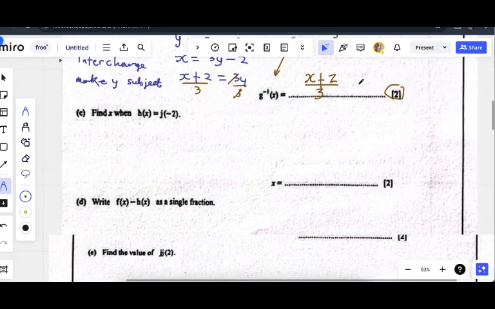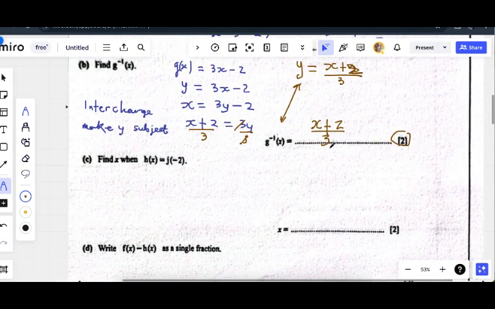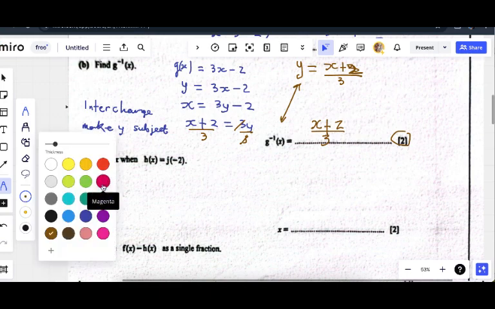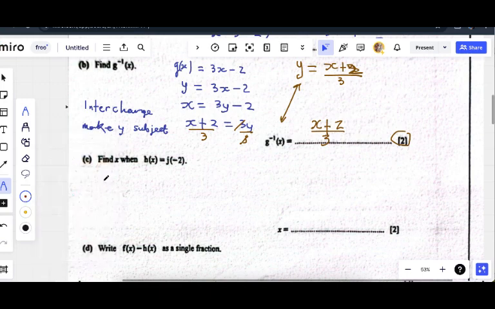But the solving, which you need to show in the exam, is this way. Now let's go to the next, the C part of the question. We say find x when h of x equals j of minus 2.